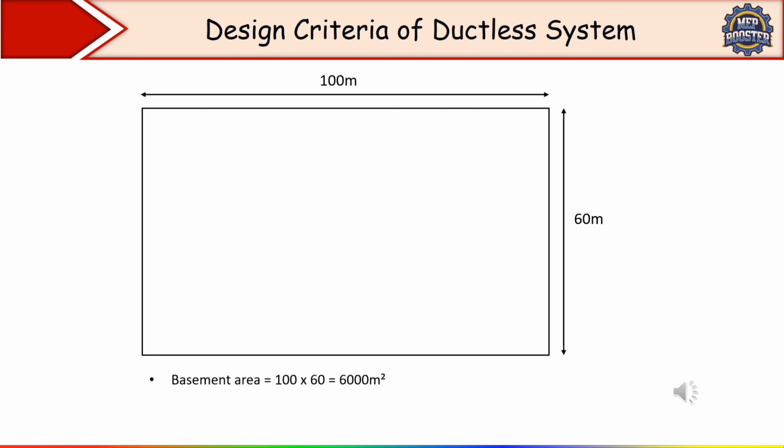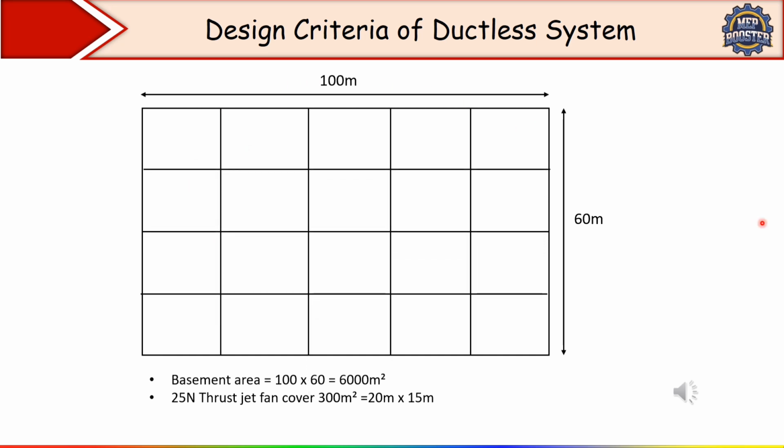Okay. Now suppose I have selected a 25 Newton thrust jet fan. And we know that one 25 Newton thrust jet fan can cover how much area? 300 square meter area. One fan can cover 300 square meter area, and the total area of the basement is 6000 square meter. Now how many jet fans do we need in this 6000 square meter area?